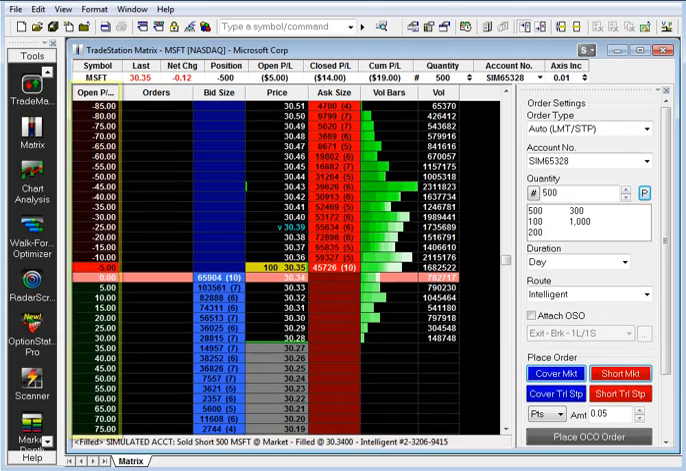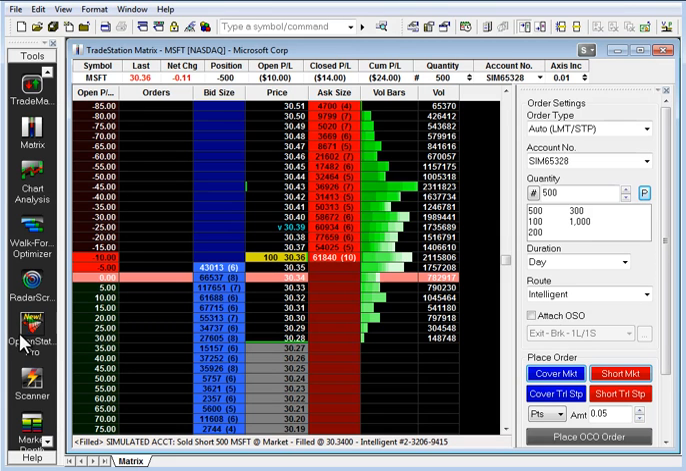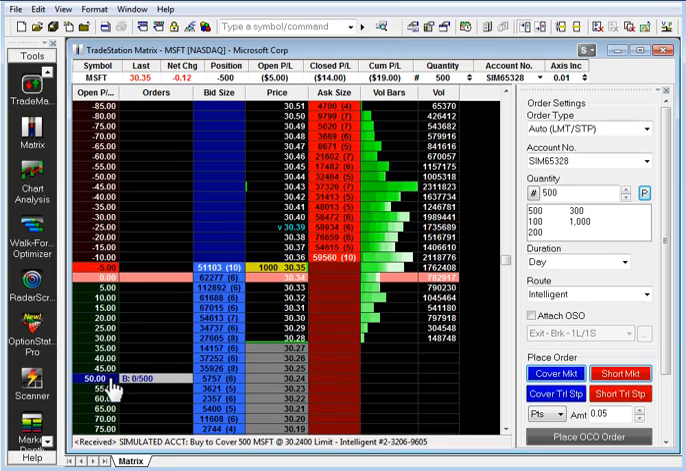You may also use the Open P&L column on the left to place limit orders when exiting positions. In this matrix, I'm short 500 shares of Microsoft. Let's place an order to exit my position when a $50 profit is reached. I hover my mouse cursor over $50 and Cover 500 limit displays in the orders column. Clicking this amount will automatically place an order at the price that would produce a $50 profit.